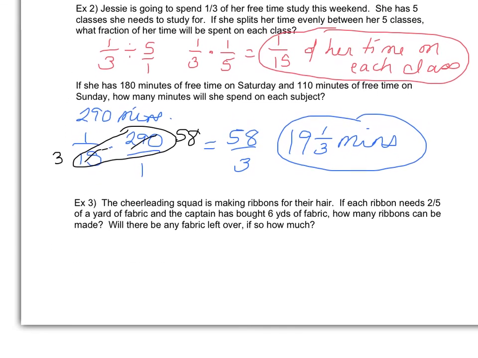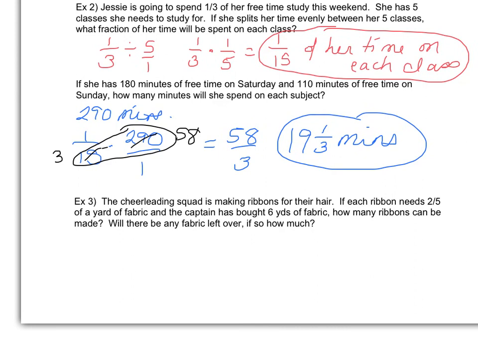One last example. The cheerleading squad is making ribbons for their hair. Each ribbon needs 2/5 of a yard of fabric. We have 6 yards of fabric. So we have these 6 yards of fabric, and we're going to start cutting off 2/5 chunks. We want to know how many times we can do that. So how many times can I divide that 6 yards by 2/5?